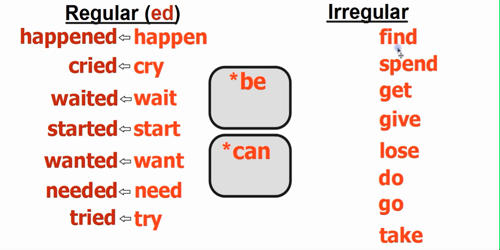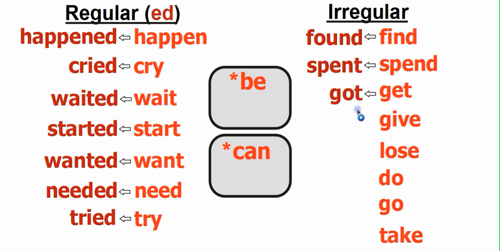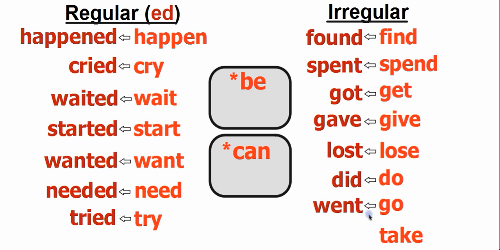For example, find in the past, found. Spend in the past, spent. Get in the past, got. Give, gave. Lose, lost. Do, did. Go, went. Take, and took.